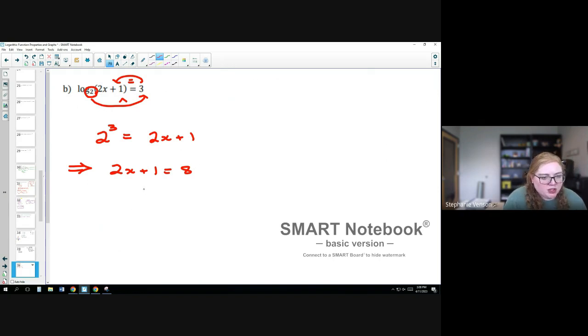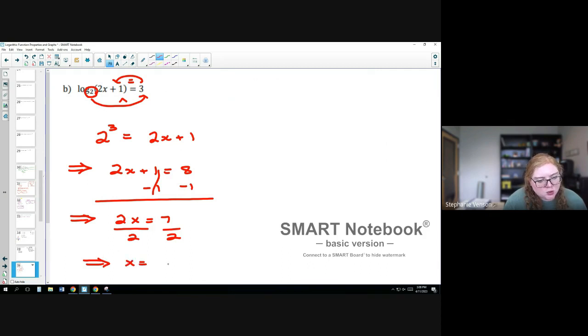Okay, so then we subtract 1 from both sides. So we get 2x equals 7. And then we divide both sides by 2. So we get x equals 7 over 2. Now what we want to do is check our answer. This is kind of what I was getting at earlier. We want to check our answer by plugging it back into the inside of the log.